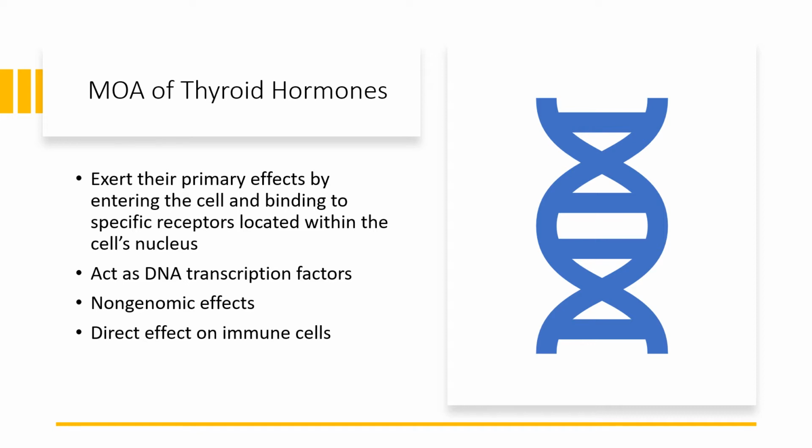The non-genomic effects could be mediated by an effect of thyroid hormones on non-nuclear receptors located on either the cell surface or on the cytoplasm or in the mitochondria. But I want you to focus on the main mechanism of action of how thyroid hormones work in the cell's nucleus. So don't worry too much about the non-genomic effects. It's kind of just for your general knowledge.